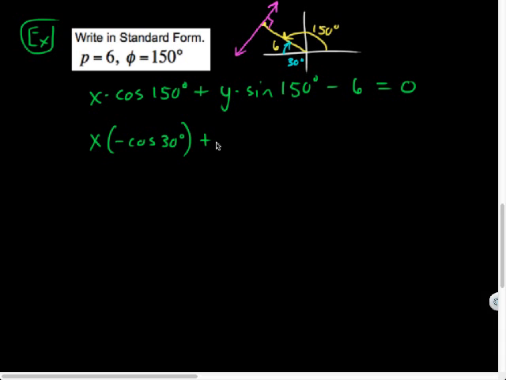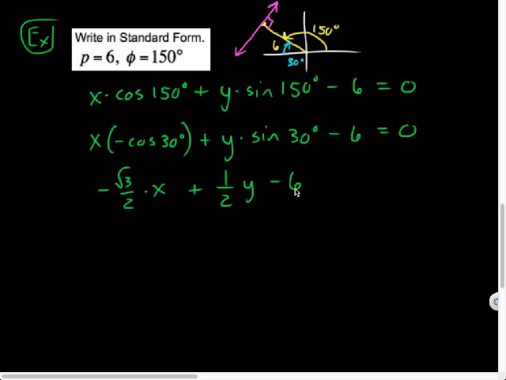Maybe, it could be. I was thinking that. Plus y times the sine of 150. Sine is positive in the second quadrant, so that's sine of 30 minus 6 equals 0. And negative cos of 30 is negative square root of 3 over 2 times x plus sine of 30 is 1/2 times, not sine, times y minus 6 equals 0.